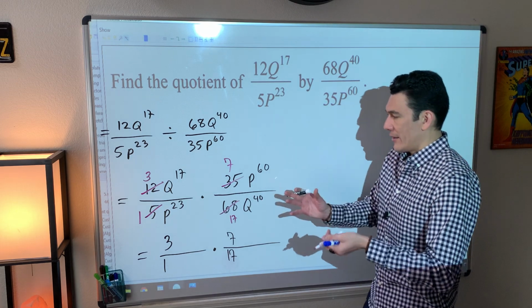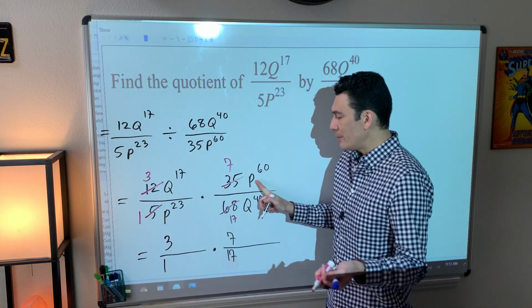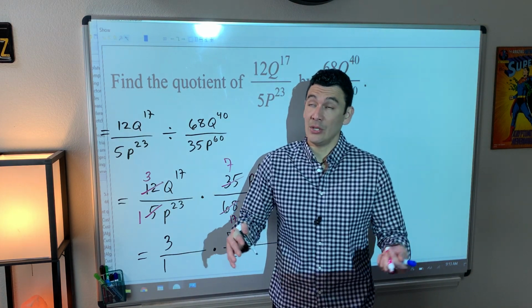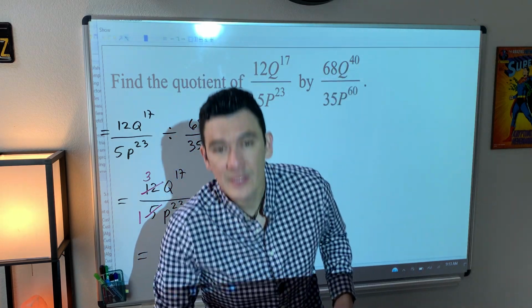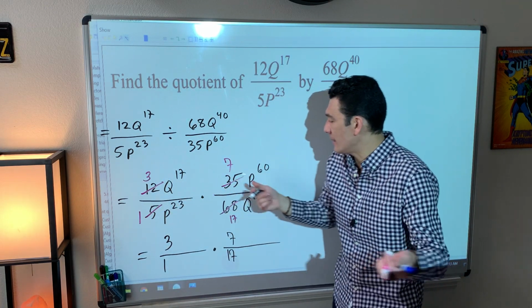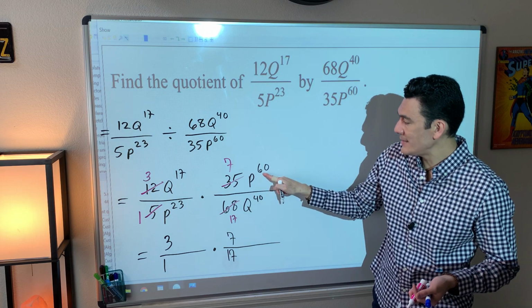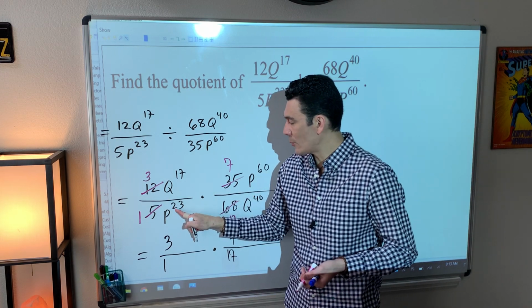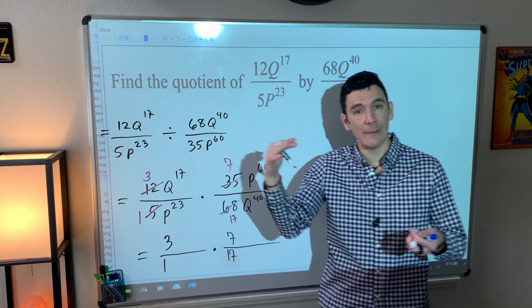Now let's look at the variables. And how about we start with the letter P? And this is a competition. You have the stuff in the top versus the stuff in the bottom. Who wins? Well, let's see. Here I have 60 P's and here I have 23 P's. So obviously the top is stronger.